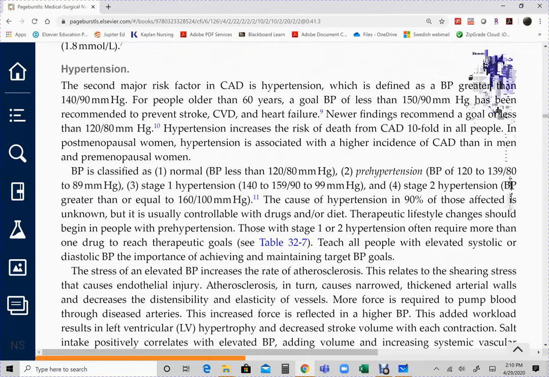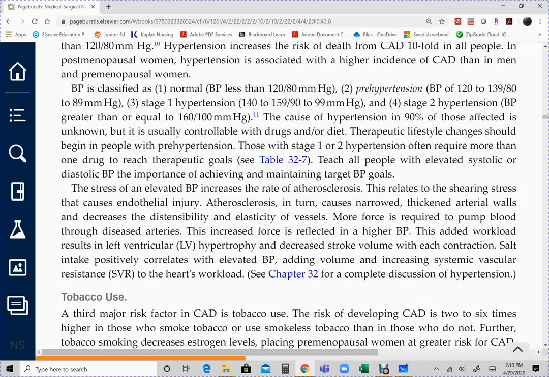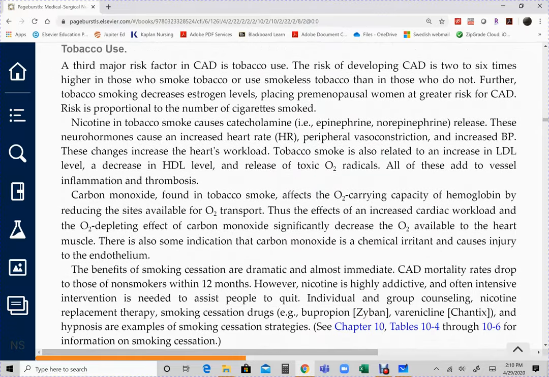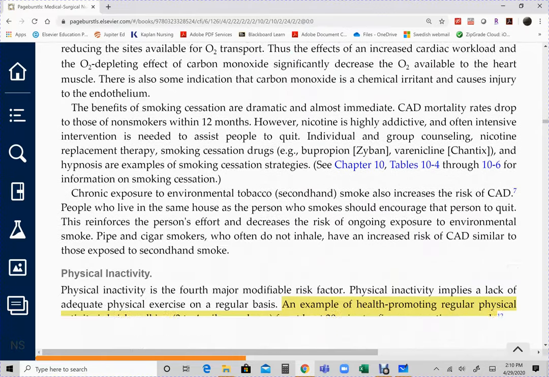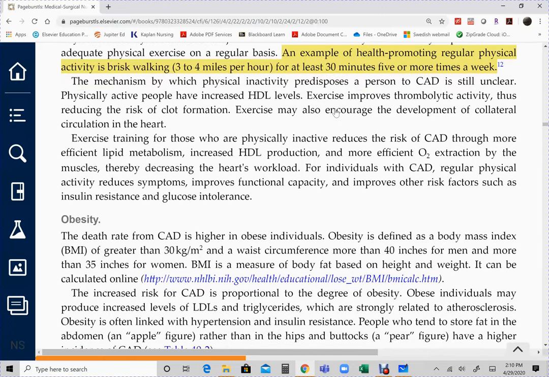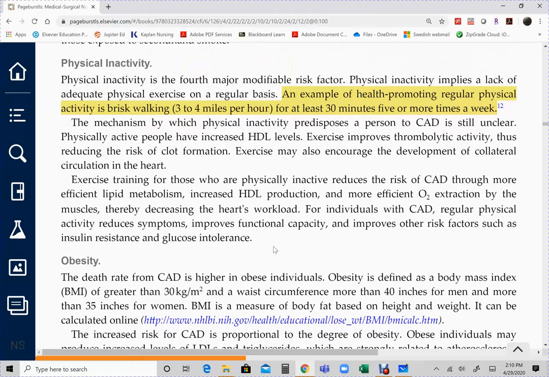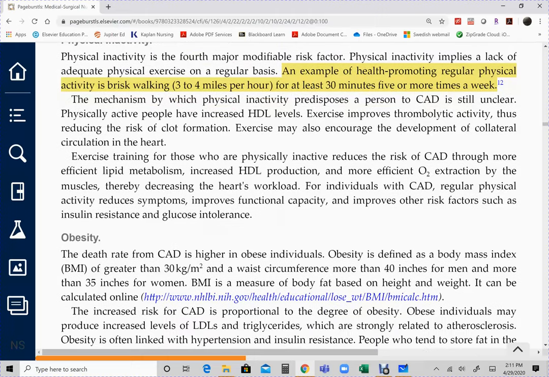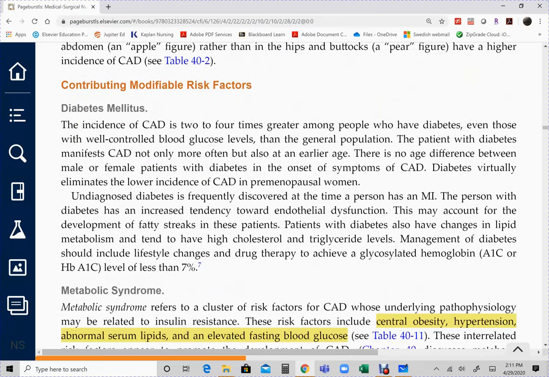And because they also have hypertension, we will add now the hypertensive medications we discussed in chapter 32. We always encourage them to stop smoking and encourage them to increase physical activity. It doesn't really take much. Brisk walking is the number one recommendation. So walking 3 to 4 miles for about 30 minutes, 5 or more times a week, is enough to decrease your risk factors. Along with diet, of course, this can decrease obesity or even prevent it.